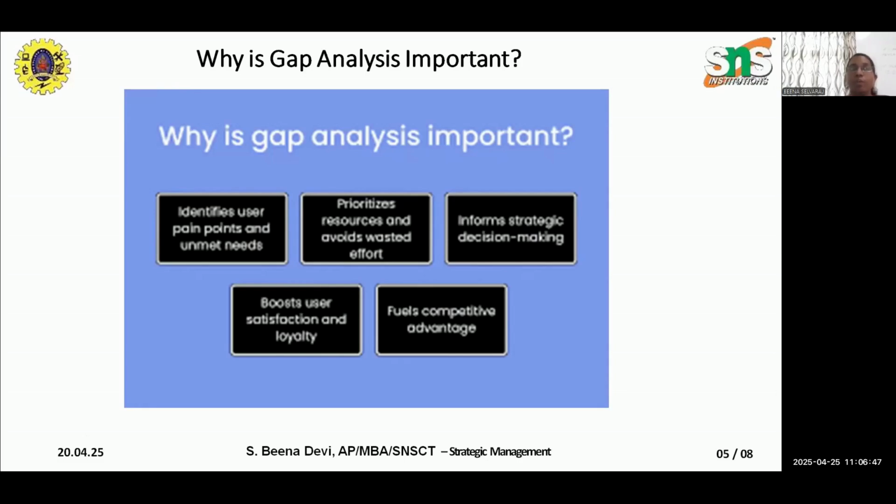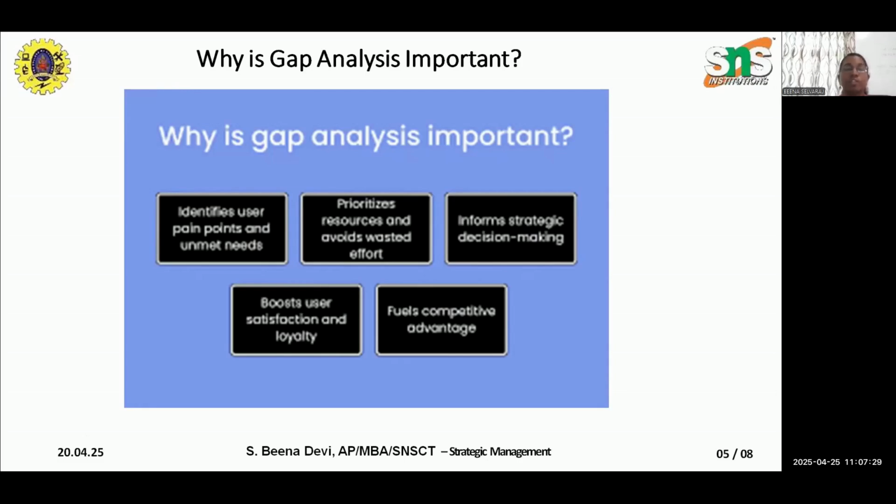For attaining that goal, we see what is currently lagging, and to bridge the gaps, what strategies need to be framed and designed. And next, boost your satisfaction and loyalty. Every product or service involves satisfaction and loyalty, so this will improve it. And next is fuel competitive advantage. That will lead to a healthier competition between organizations, products, and services. That is why it ensures that the organization remains on track towards where it wants to achieve its strategic objectives.